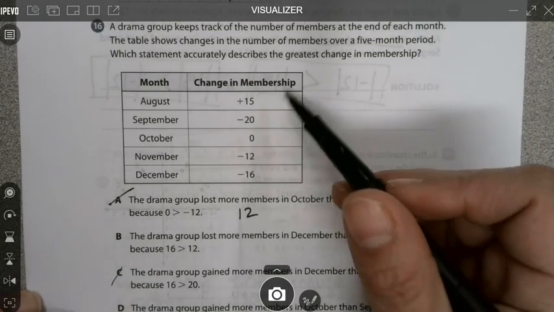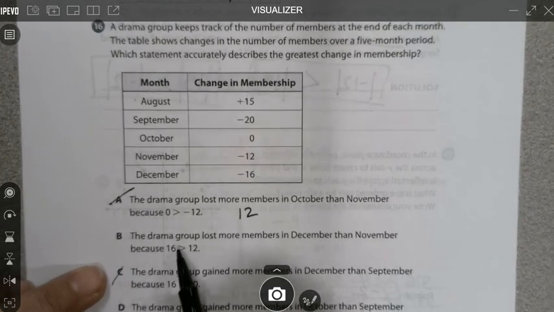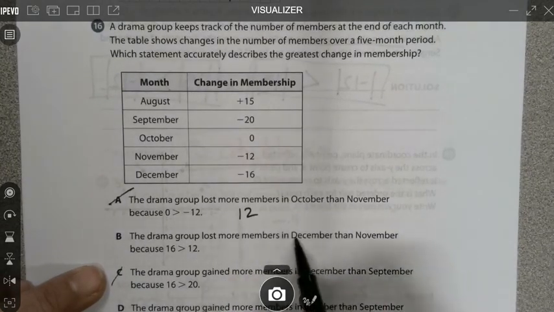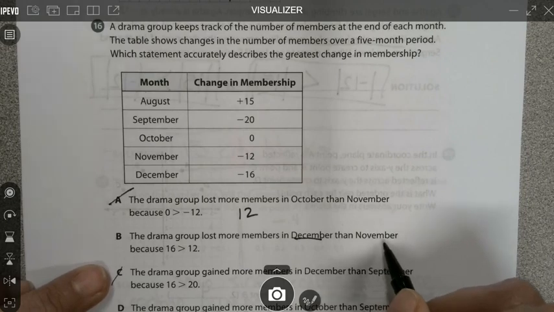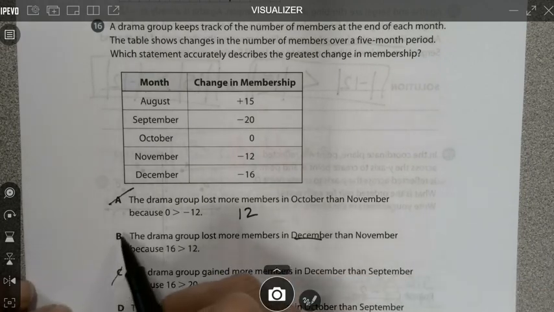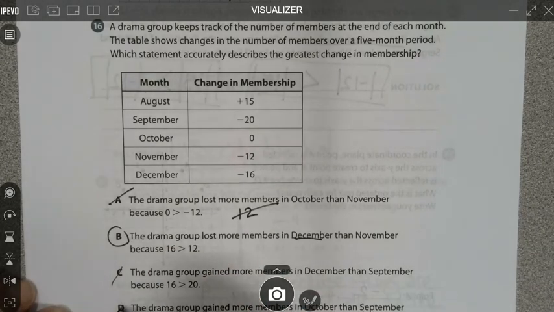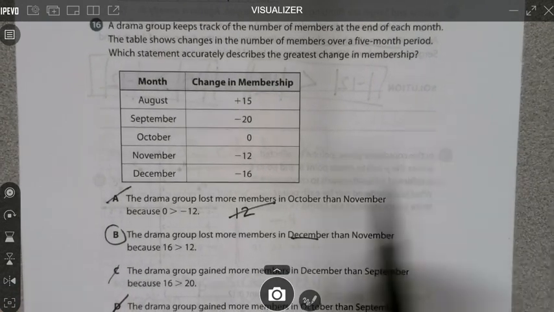They didn't gain any. The drama group lost more in December. They lost 16, and in November they only lost 12. So the correct answer would have been B.